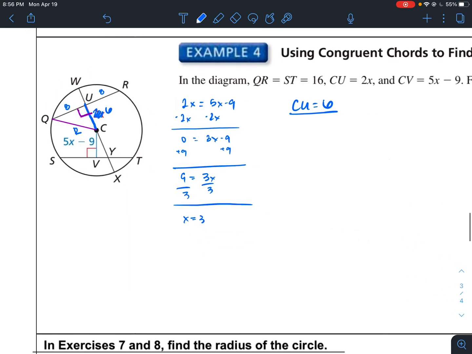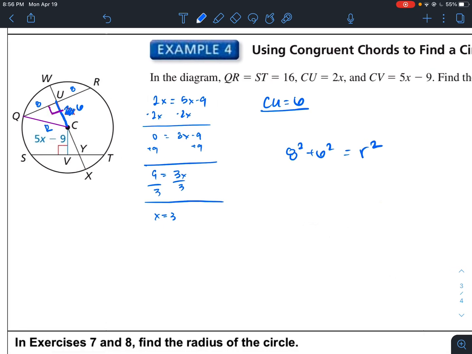So if we know that, then we can use the Pythagorean theorem, so 8 squared plus 6 squared will equal r squared. And I'm trying to solve for r, which will be the radius. Now, 8 squared is 64, and 6 squared is 36. Added together is 100, and then I can take the square root, and the square root of 100 is 10, so I know the radius would have to be 10. And there you go. That's it right there.